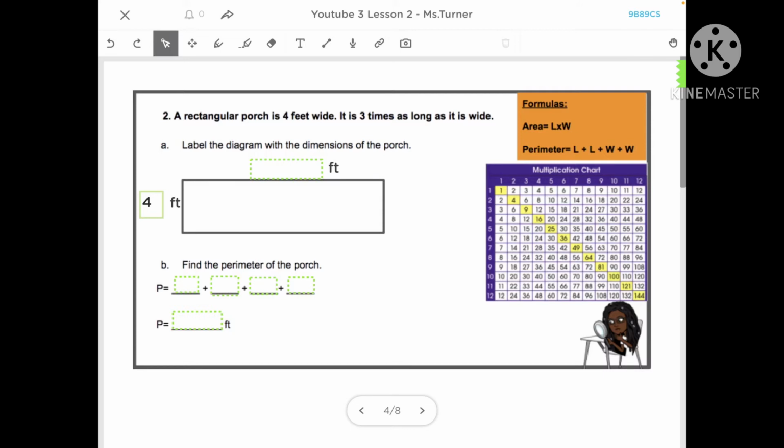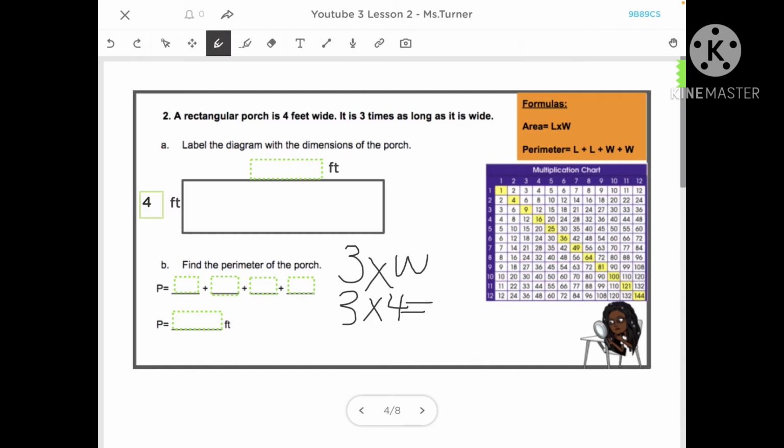It also says it is 3 times as long as it is wide. So what do you think I would have to do in order to figure out how long my rectangular porch is? What do you think? If you said multiply, you are right on the money. I'm going to multiply. And in fact, I know that it says it's 3 times as long as my width, right? So I know that it's 3 times my width. What's my width again? Yeah, 4 feet. So it's 3 times 4. What's my product?